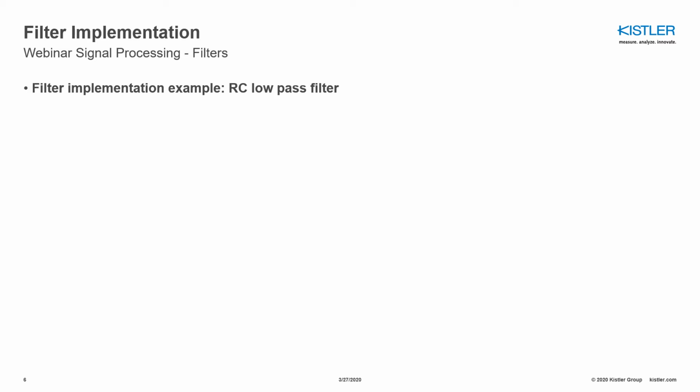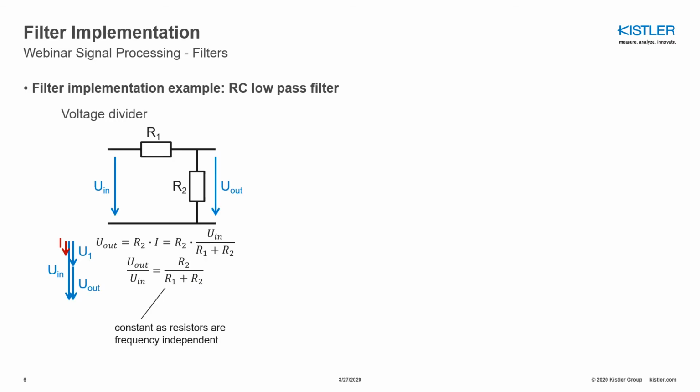How can a filter be implemented in the analog world? In this case, I'm going to show you how you can implement an RC low pass filter. First of all, we are going to have a look at the simple voltage divider.